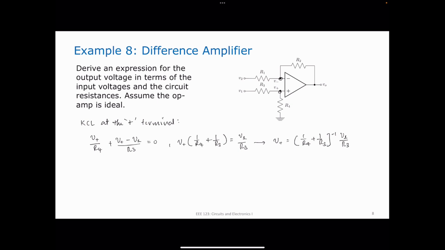What about at the negative terminal? KCL at the minus terminal.